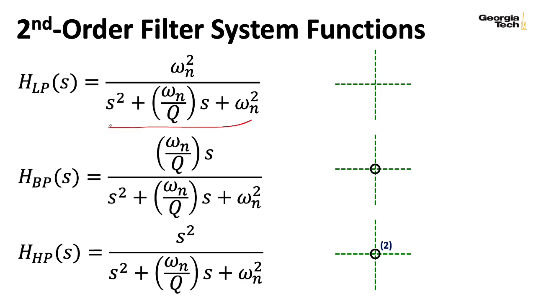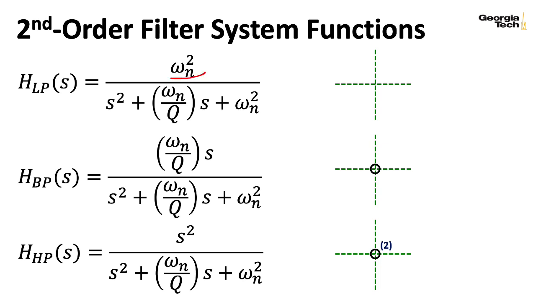Notice that all of these transfer functions have exactly the same denominator. The parameter omega n is called the natural frequency. Here it is in terms of radians per second. You could divide that by 2 pi to get Fn, the natural frequency in hertz. And there's this parameter Q, which is the quality factor. The only substantive difference between these transfer functions is that the bandpass version has an s in the numerator, the high-pass version has an s squared in the numerator, and the low-pass version doesn't have any s in the numerator.